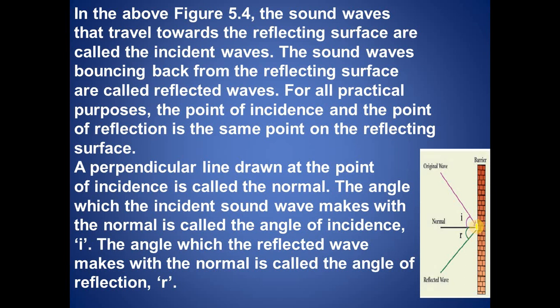A perpendicular line, here this is a perpendicular line, is called the normal. A perpendicular line drawn at the point of incidence is called the normal. This point is very important. What is meant by normal? Normal means a perpendicular line drawn at the point of incidence.